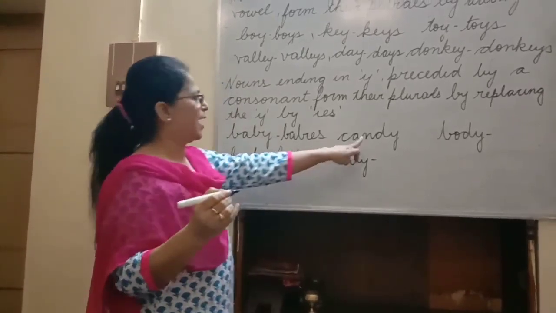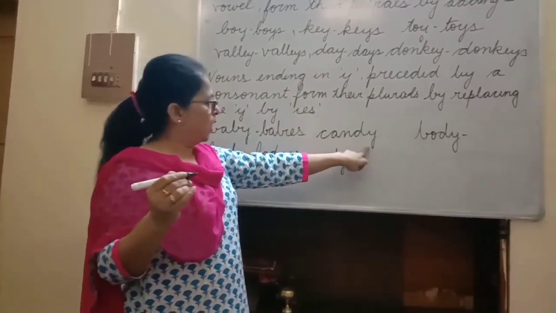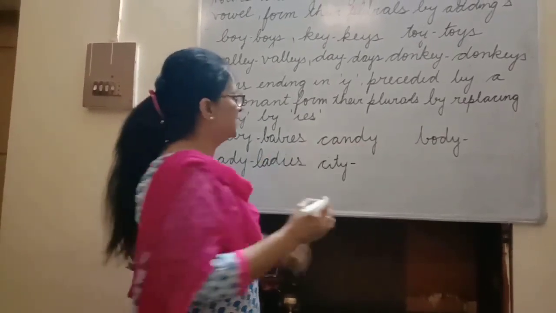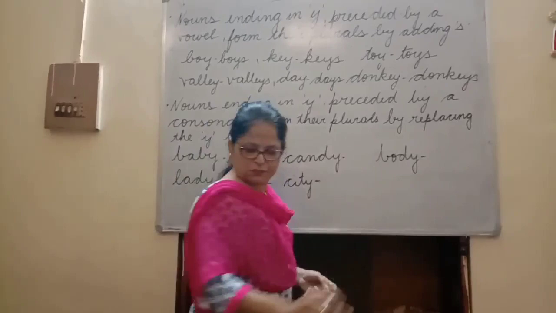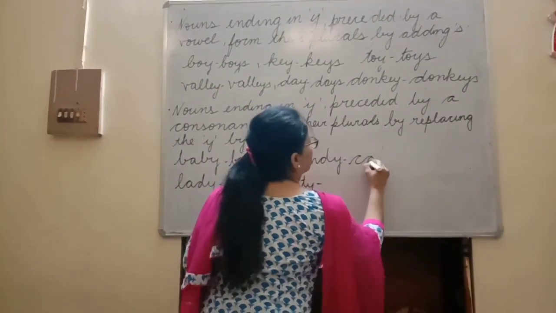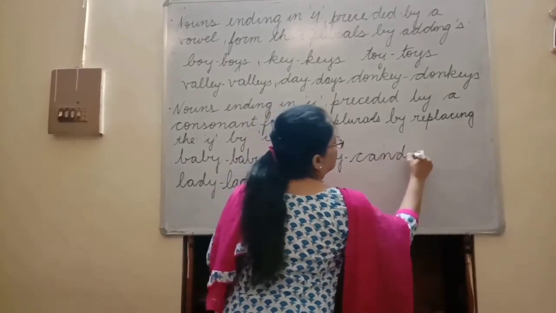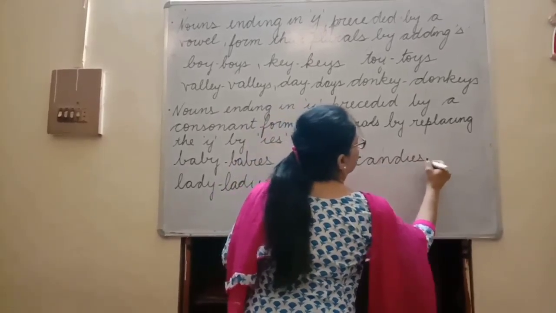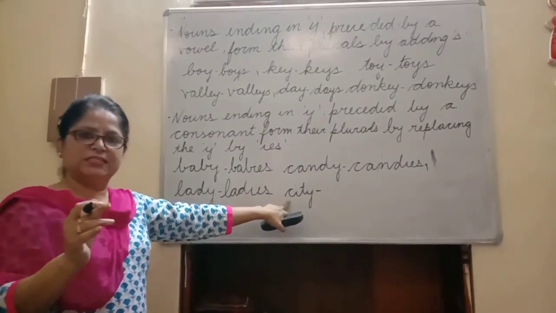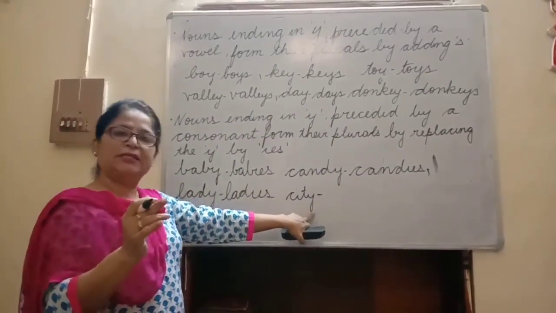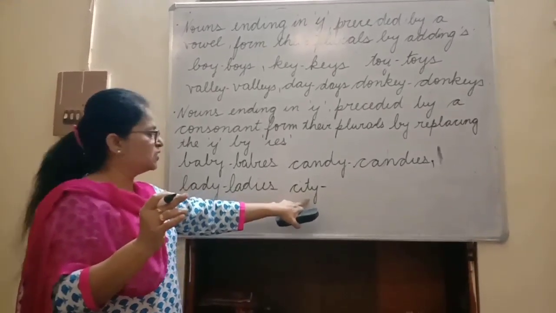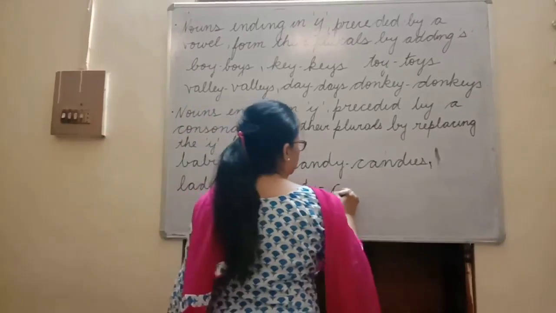The next word, candy. It ends in y and it is preceded by a consonant that is d. It becomes candies. Look at this word city. It ends in y and it is preceded by a consonant that is t. So city becomes cities.